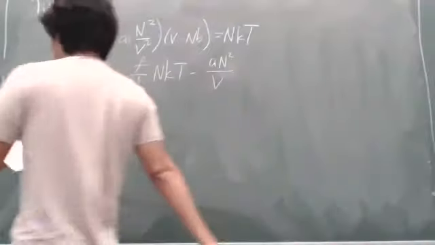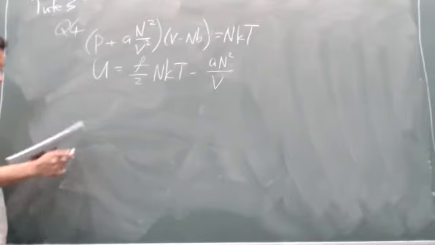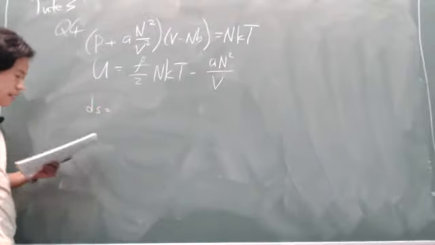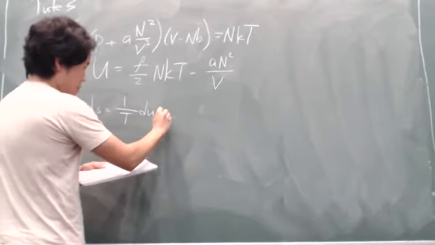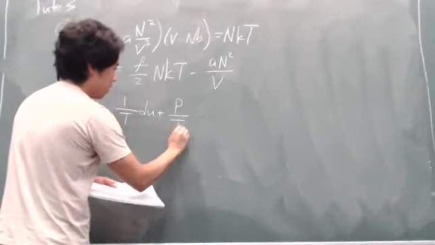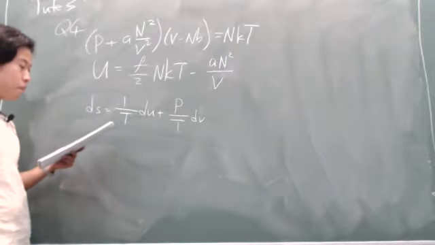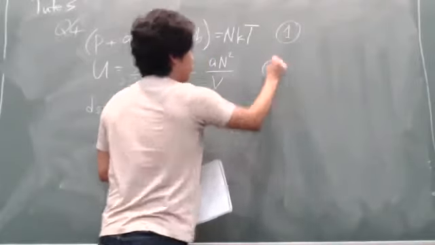Okay, but solving is really simple. All you have to do is write down the expression for entropy and then sub these in and go through the algebra. So let's do it all in specific values. I'll write lowercase little s. So d little s is 1 on T d little u plus P on T d little v. These are specific values, and call this equation 1 and this equation 2.